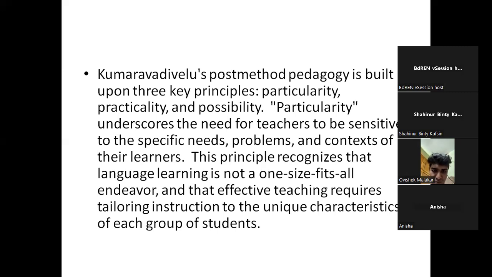He wants to say you have to be practical. What is the student's requirement? What is the context? What is the class size? What is the student's background? What is the grammatical background? What is the foundation knowledge of the students regarding second language learning? Observing these things, Kumaravadivelu developed the first P, that is particularity.